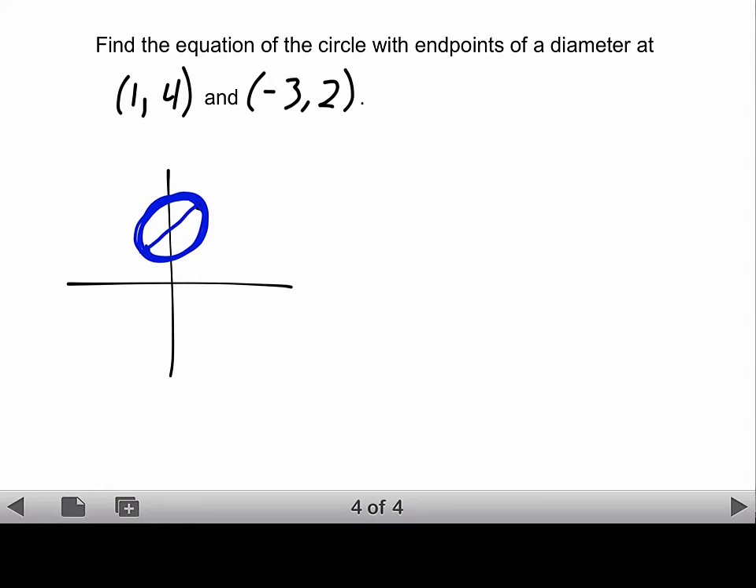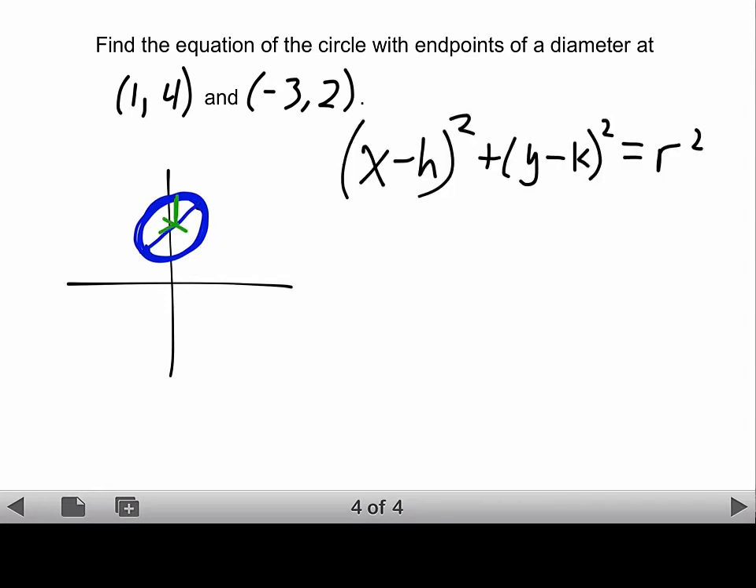So we need two things in order to come up with the equation of a circle, and hopefully you're already guessing. We need the center and we need the radius. Because the standard form of the equation of a circle is (x - h) squared plus (y - k) squared equals r squared. In other words, once I know what h, k, and r are, then I can put them into this equation and be done with it.